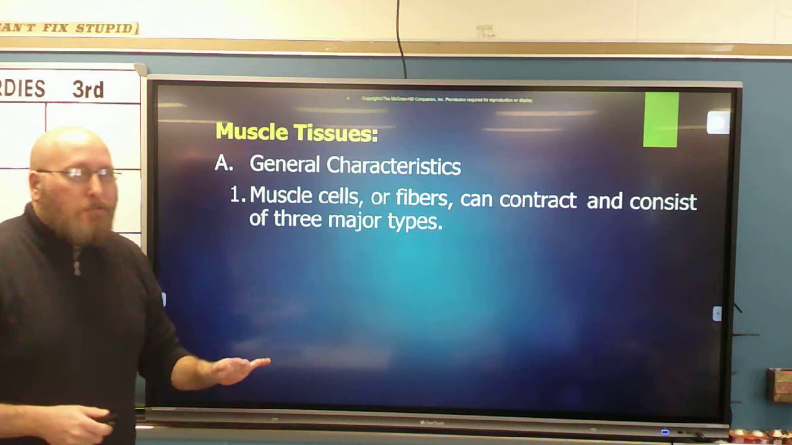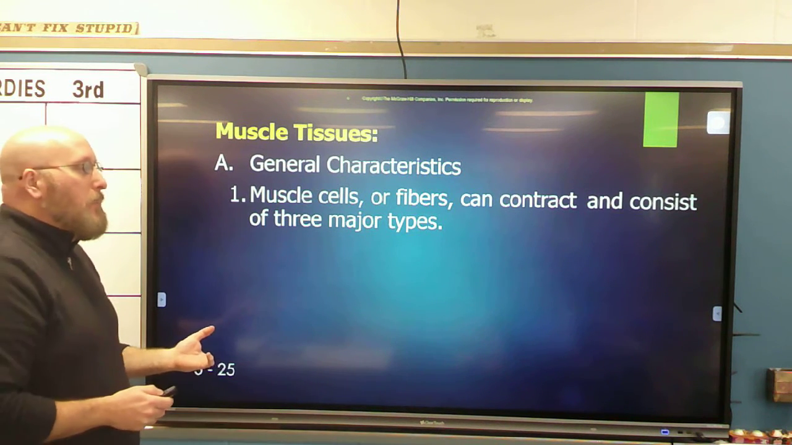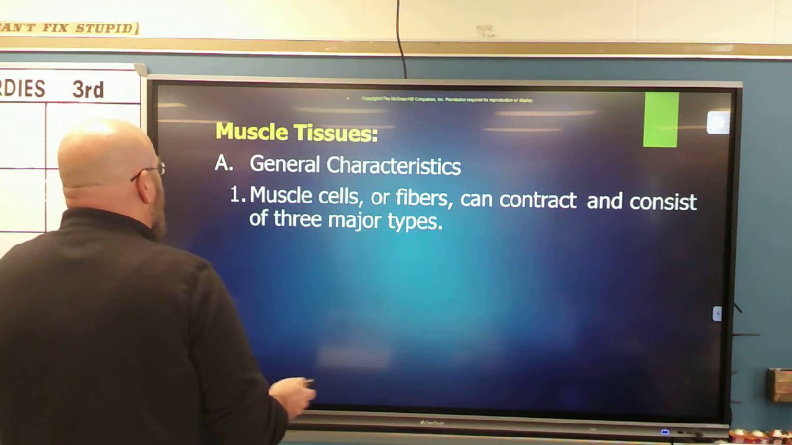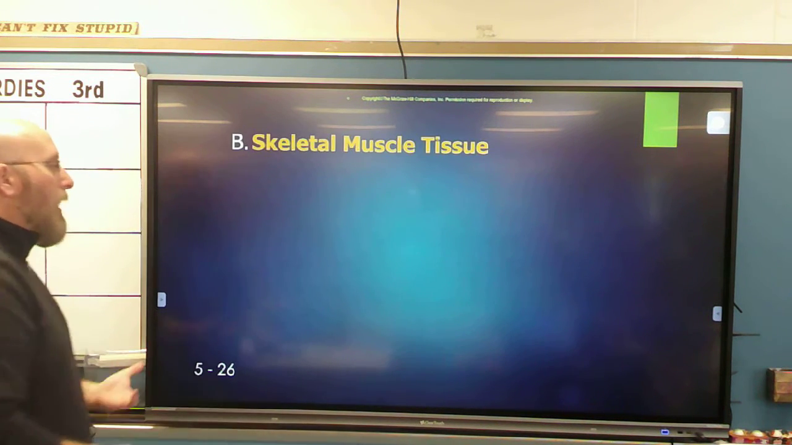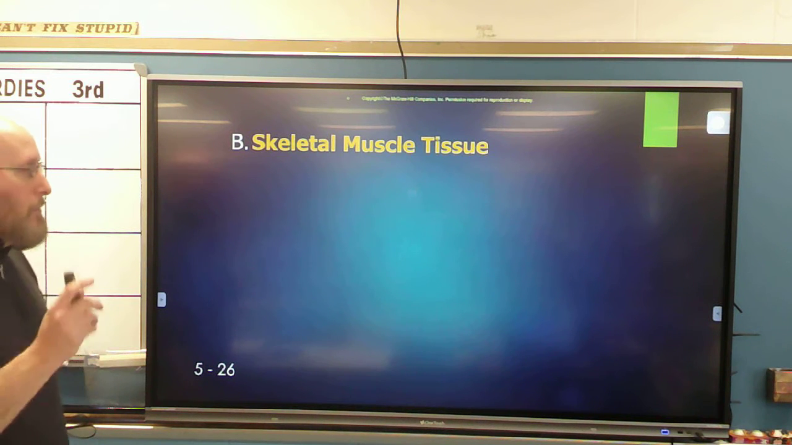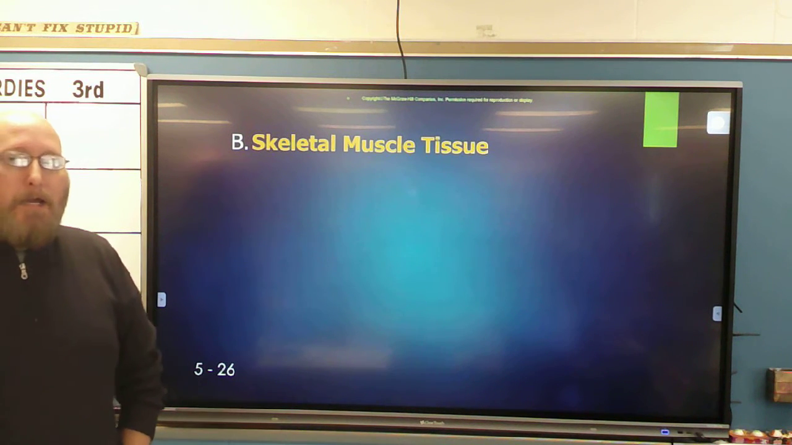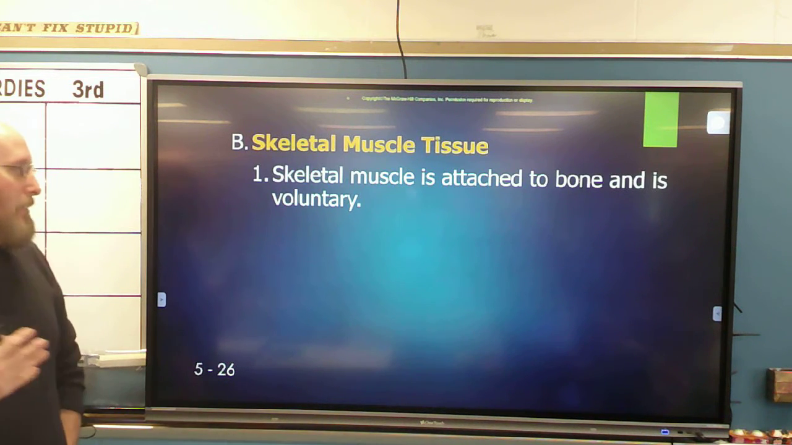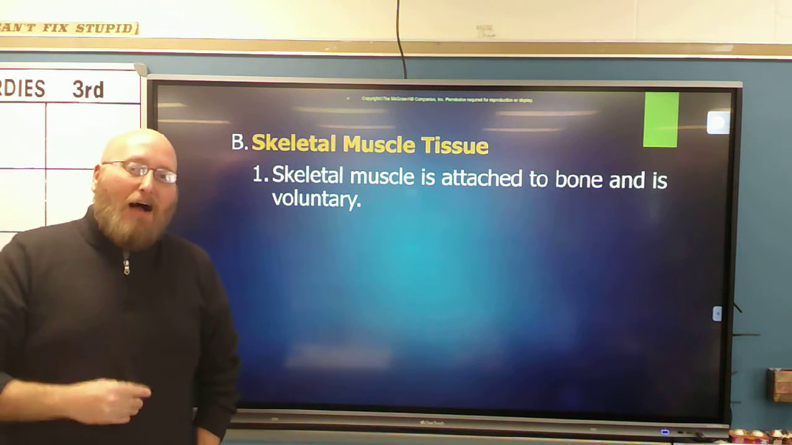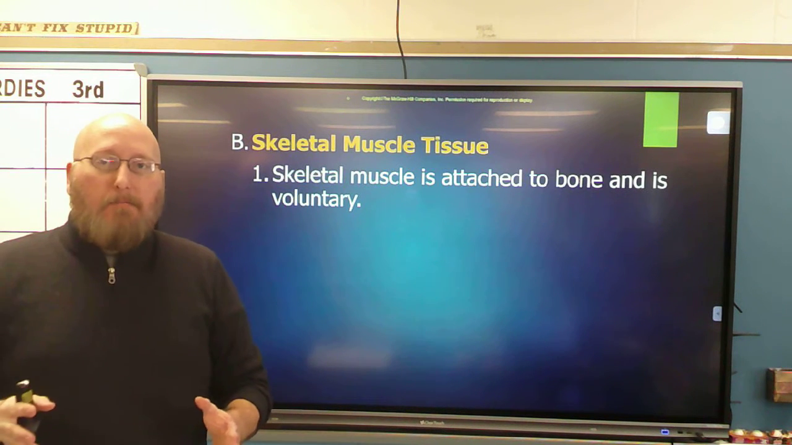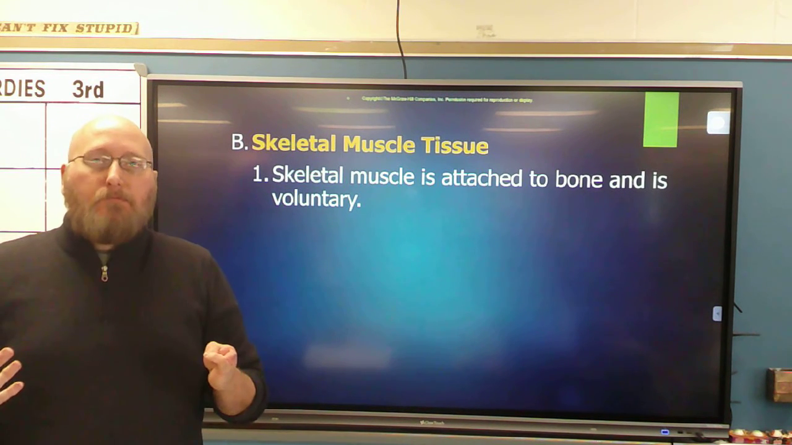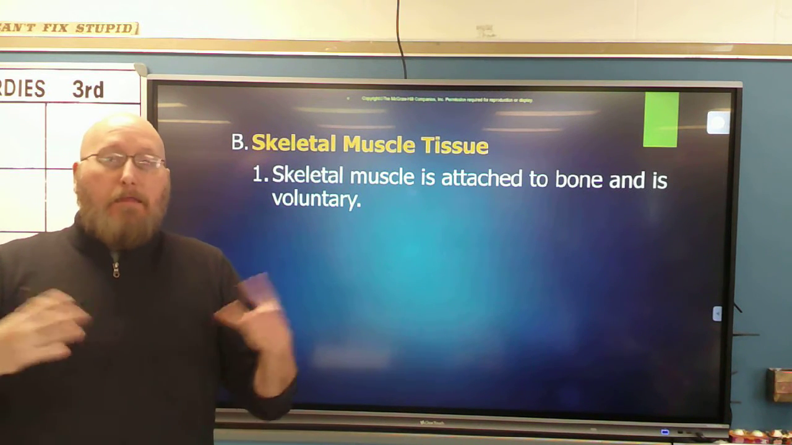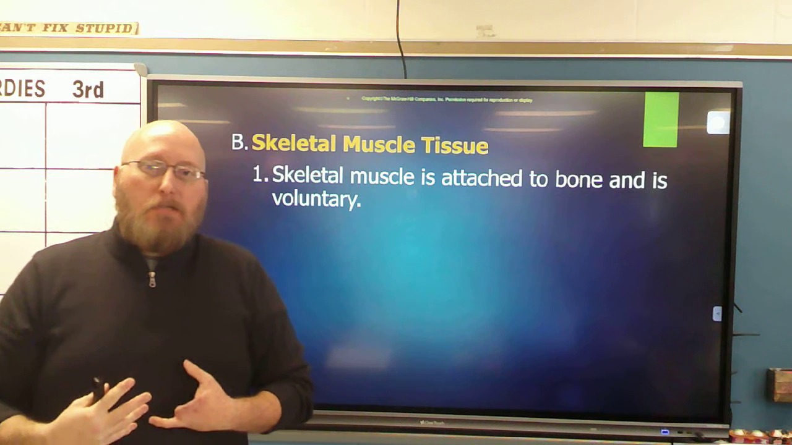Now, there are three kinds. The first one's really easy because it's the one that most people think of when they think about muscle. It's called skeletal muscle tissue. Skeletal muscle tissue is connected to your skeletal system. It's attached to bones, and it is voluntary. Now, what does that mean? Well, voluntary means you have conscious control over it. So if I think I want to move my arm or blink or twist my head or breathe in, breathe out, that is conscious control, isn't it?